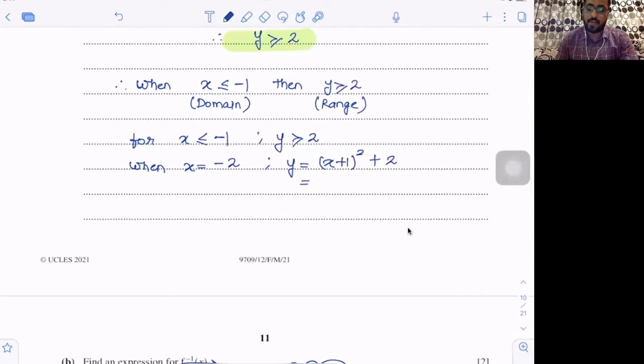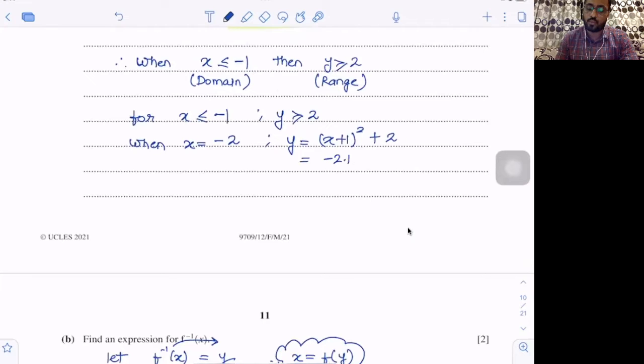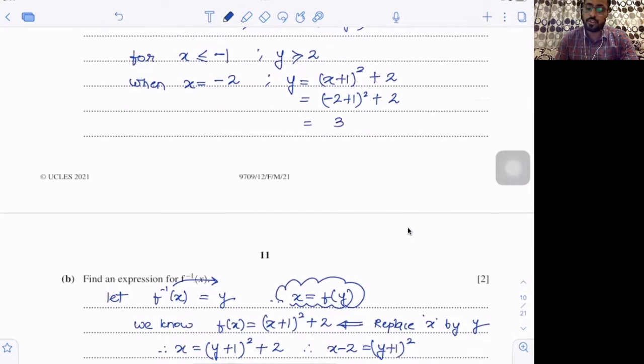And you said that the value of x is minus 2. So you write minus 2 plus 1 the whole square plus 2. Minus 2 plus 1 is going to be minus 1. The square of minus 1 is going to be plus 1, plus 2. That will give you 3. So the value of y is how much? The value of y is 3. So when x is minus 2, y is 3.